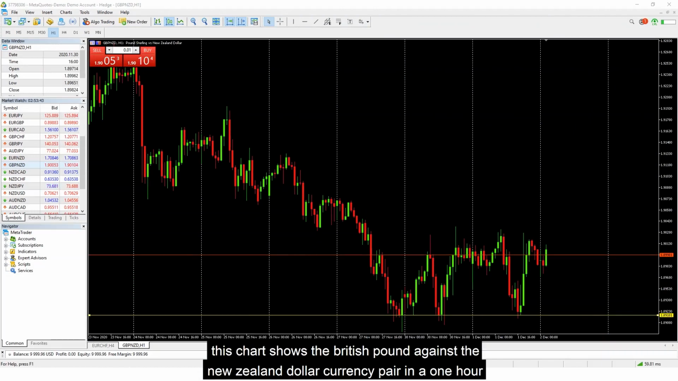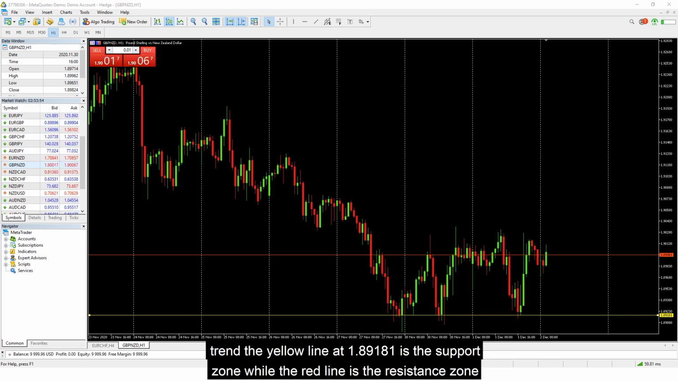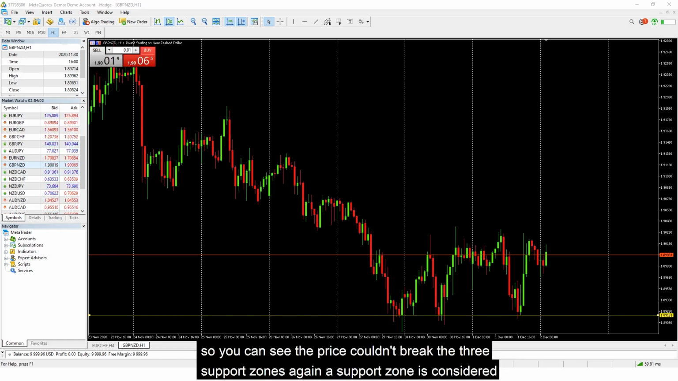This chart shows the British pound against the New Zealand dollar currency pair in a 1-hour time frame. The trend of the chart is not an uptrend or a downtrend, but more of a sideways trend. The yellow line at 1.89181 is the support zone, while the red line is the resistance zone. So you can see the price couldn't break the 3 support zones.